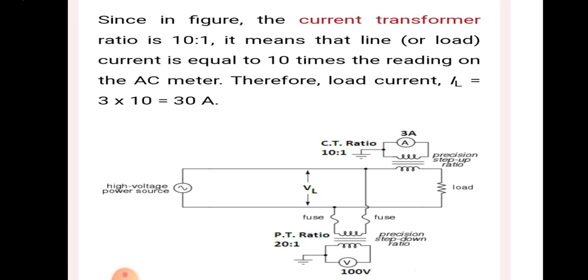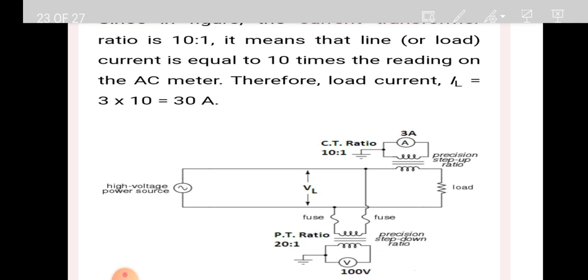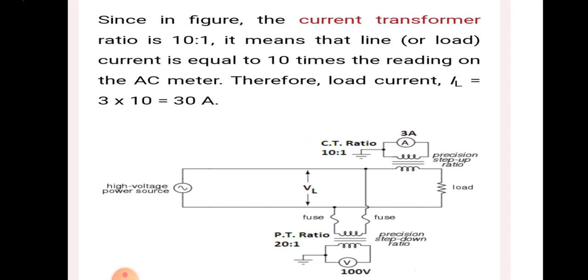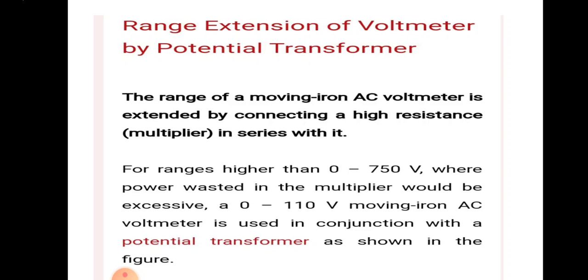Okay, so here the concept should get clear to everyone. That is, for increasing the capacity of the ammeter, we have used the current transformer, which is a step-up transformer. Step-up transformer means what? Here you can see the number of secondary turns is more than the primary turns. Means if the primary is having 3 turns, the secondary will have that multiplied by 10, means 30 turns.